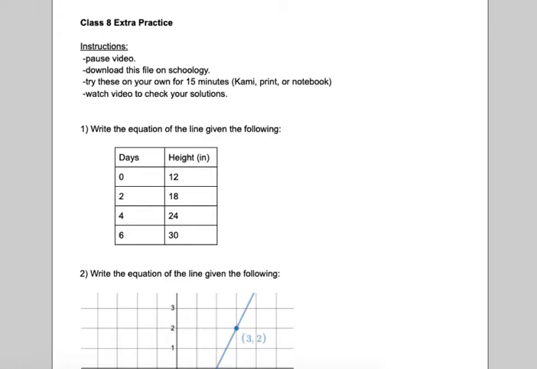So for the first one, our mission is to write the equation of a line. Now what we've been using is the form y equals mx plus b. There are other forms out there, but this is the one that we are sticking with for now. When you're using the y equals mx plus b form, the things that we need to identify are the slope and the y-intercept, or at least the y-coordinate of the y-intercept. And these are the things that we're going to be looking for in all these ones.